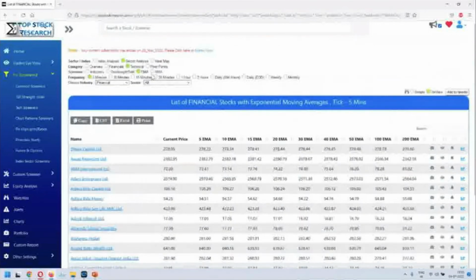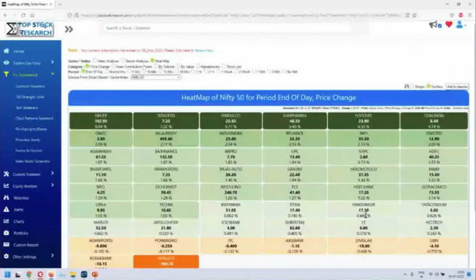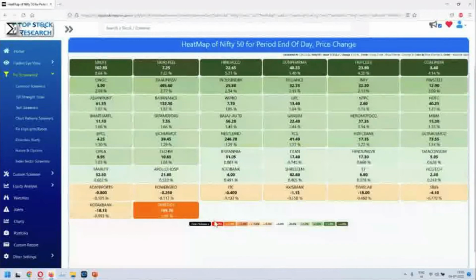Then the next one here is the heat map. Very popular, right? And very interesting, very different from others, we can very confidently say. So it goes with the color coding. The dark green is something which has gone up by a significant percent. What that significant percent is, is mentioned here.